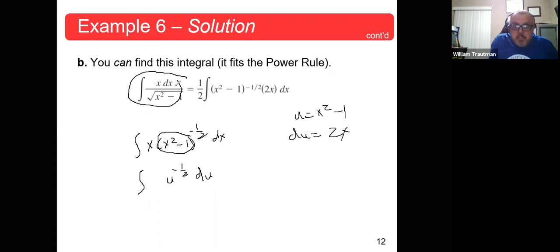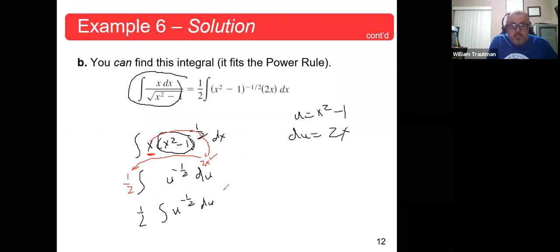If I put 2x here, I already have the x part. I don't have the 2. So that's extra. So once again, I have to put the 1/2 here. So now those two cancel out, and then I have the x part is here, and the 2 and the 1/2 turn into 1. So all I'm doing is integrating u to the negative 1/2 du.